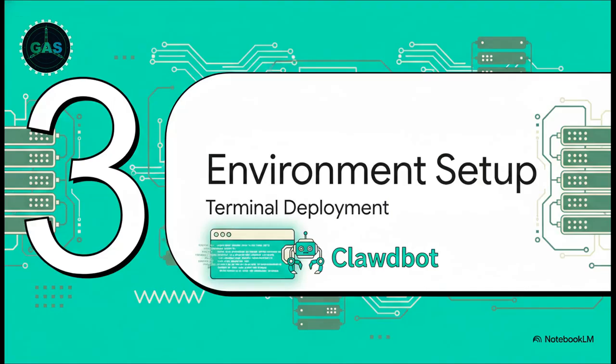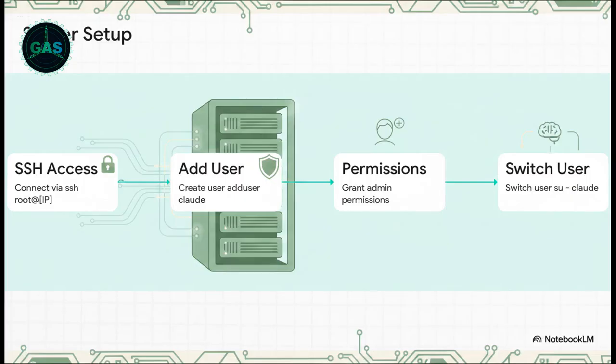Which brings us to Section 3, Environment Setup and Installation. Deploying Clawdbot via terminal. Now we're getting into the fun stuff. These 4 steps are absolutely crucial for securely getting into your server and setting up a dedicated profile for your AI. First, open up your terminal and use that SSH tunnel by typing SSH root at and then your server's IP address. It's going to ask for your password, and hey, quick insider tip for you.